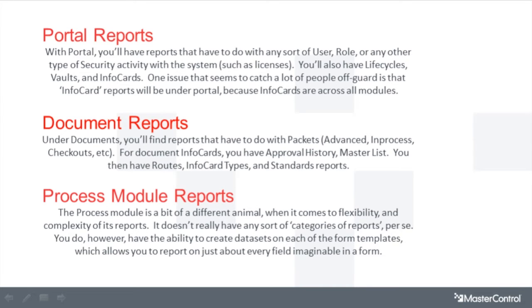Process module. Process module, like I said, is a bit of a different animal when it comes to flexibility and complexity of reports. So you can really dig in and do some good stuff there. It doesn't really have a specific set of categories like the others do. You do, however, have the ability to create data sets, which is where the strength lies. So you do that on each of the form templates, which allows you to report on just about every field imaginable in a form. So if there's something in a form that you want to see, chances are you can report on it.